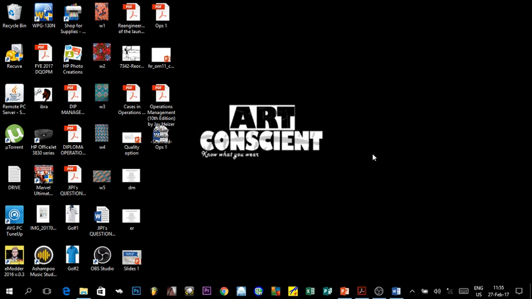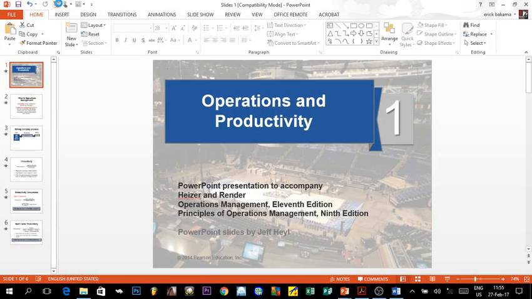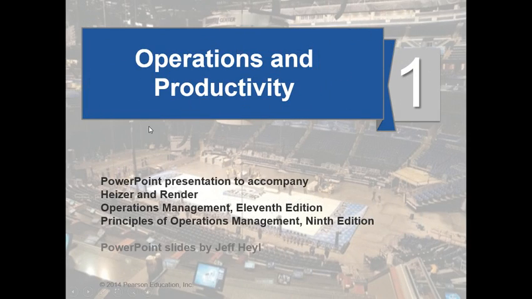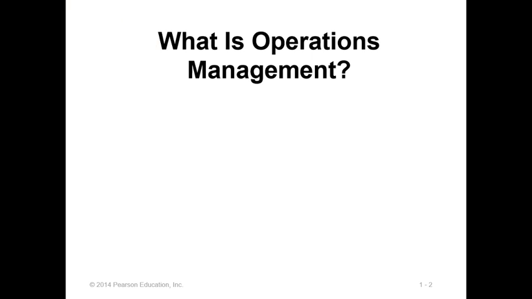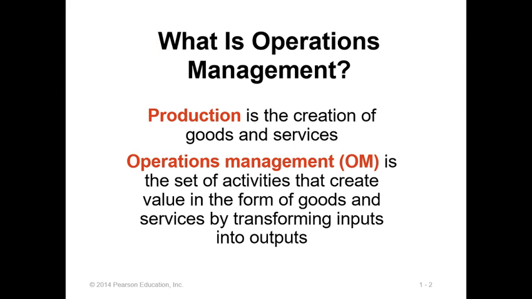So far, you must be familiar with the term operation, like we said in class. Before knowing operation management, you must know first what production is, which is the creation of goods and services. And then we define operation management as a set of activities that create value in the form of goods and services. So it's everything that is involved in the production of a good or a service.